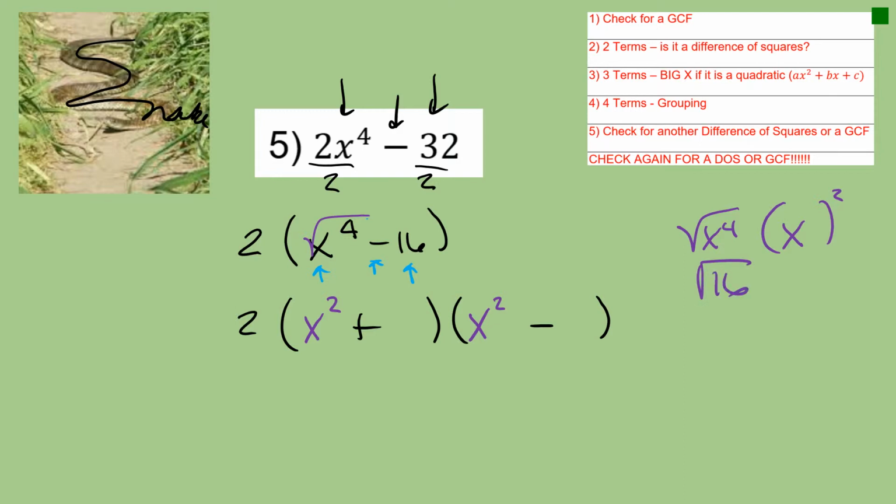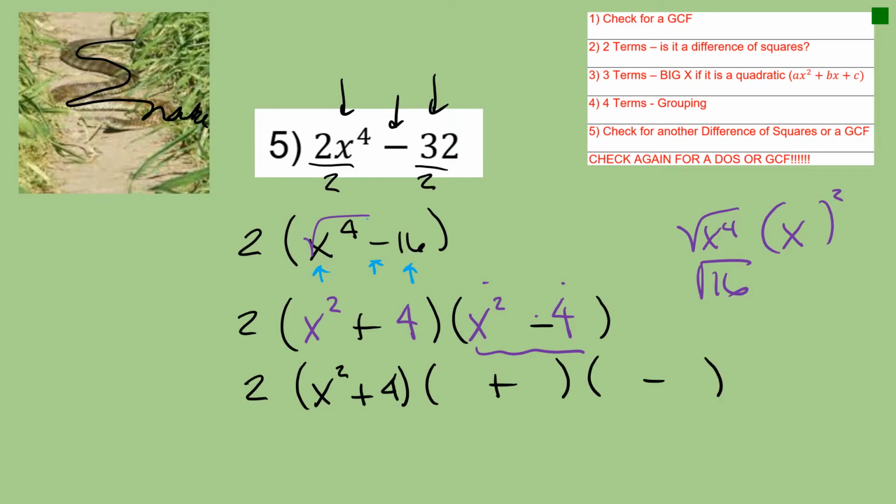What is the square root of 16? 4. Look at this one. Perfect square, minus. So I'm going to leave the 2. I'm going to leave the x squared plus 4. Remember, I cannot do a sum of squares. And I'm going to set up my difference of squares. Square root of x squared is just x. Square root of 4 is 2.